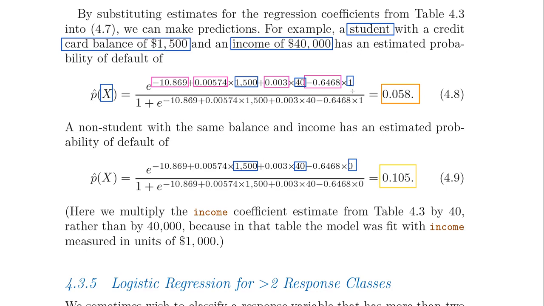And as you would expect, in actual fact, students are less risky for a given, and that's always what you're doing, right? When you have someone in front of you, for a given credit card balance, for a given income. So here we multiply the income coefficient estimate from table 4.3 by 40. Yep, so the model is measuring in thousands.